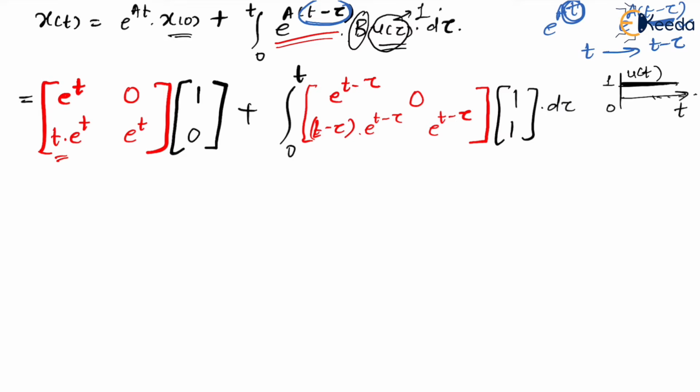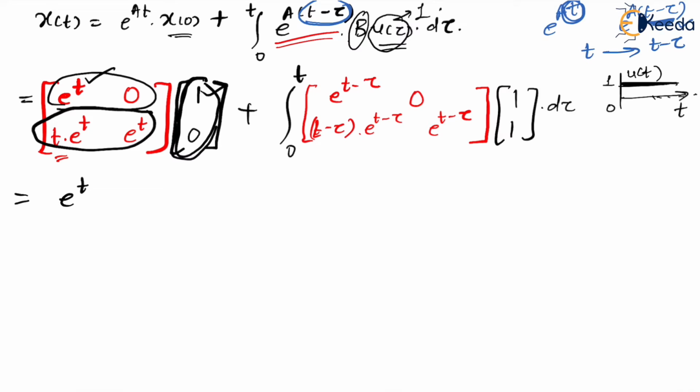Anyways, let us do it. So the next step is what? Yes, row by column, right? First row with first column. What do we get? Yes, e to the power t into 1 is going to be e to the power t. Then second row into first column, what we get here is t into e to the power t. Rest is 0 because this term is 0.